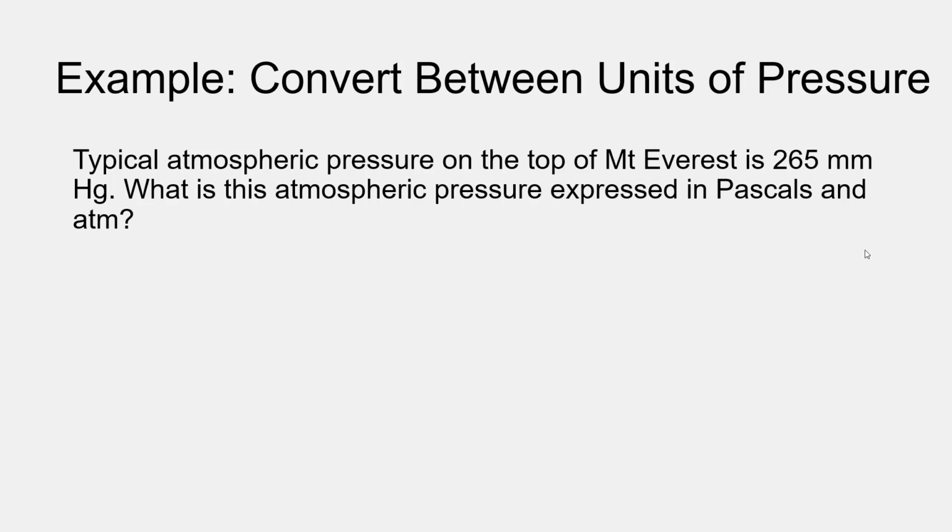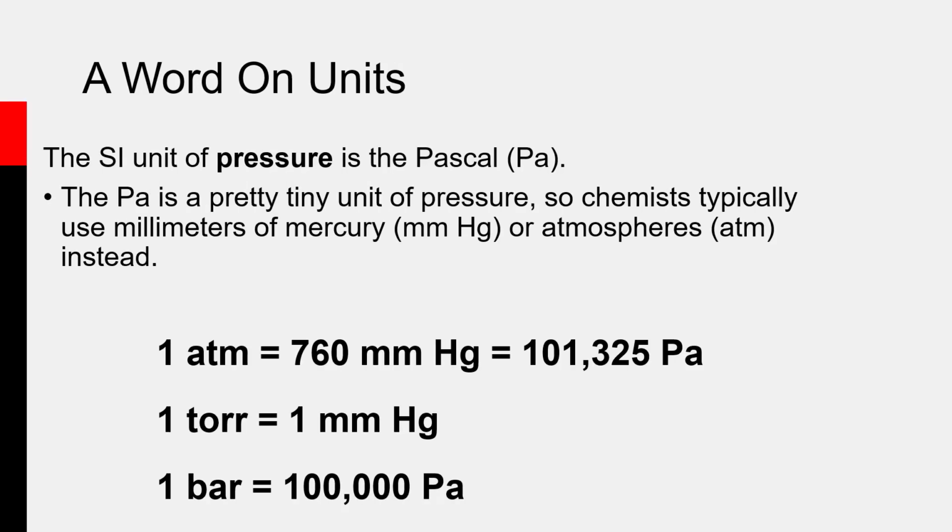In terms of our strategy, there's nothing new here. This is just a dimensional analysis problem where we have a pressure measurement that's in one set of units, and we would like to convert it to a different set of units. The relationships that we need to keep in mind are the ones that I just showed you on the previous slide. 1 atmosphere is equal to 760 millimeters of mercury, which is equal to 101,325 pascals. 1 torr is equal to 1 millimeter of mercury. 1 bar is equal to 100,000 pascals. And these are the 5 basic pressure measurement units that we deal with.